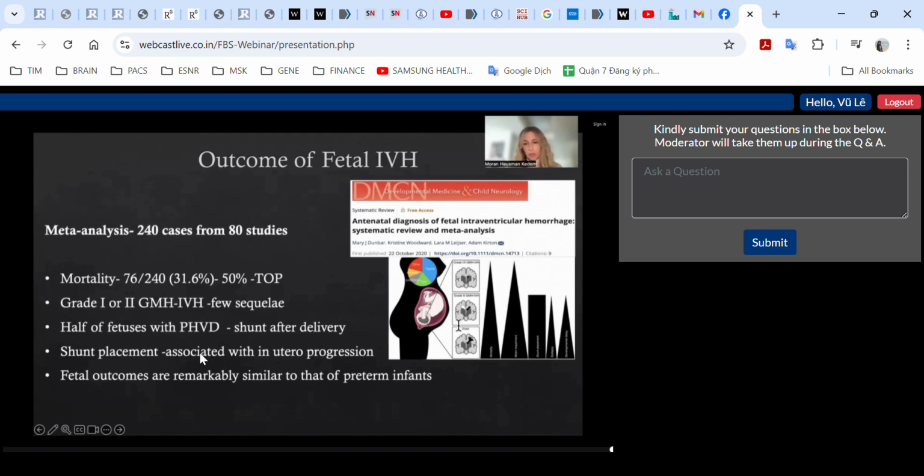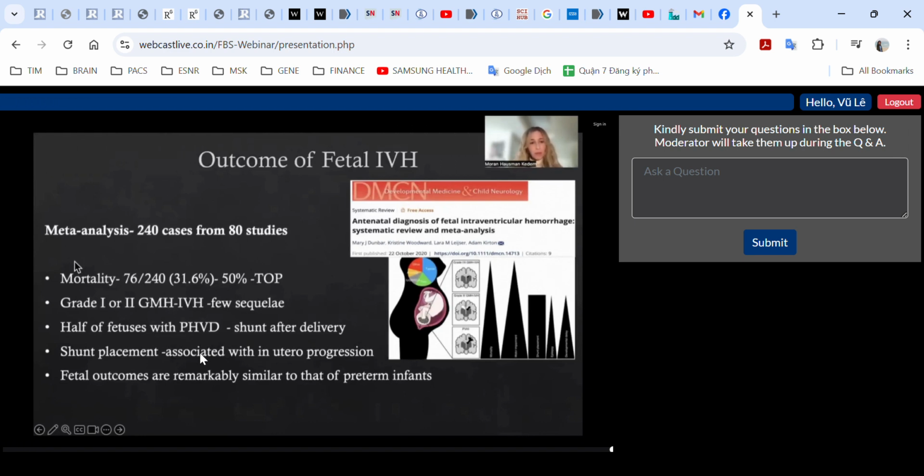through sequelae, and in fact, developmental delay was not described in any of the children with grade 1 or 2 GM-IVH, and this could be due to mild delays in those infants that are not detectable so early at 12 months of age, specifically for the cognitive issues.